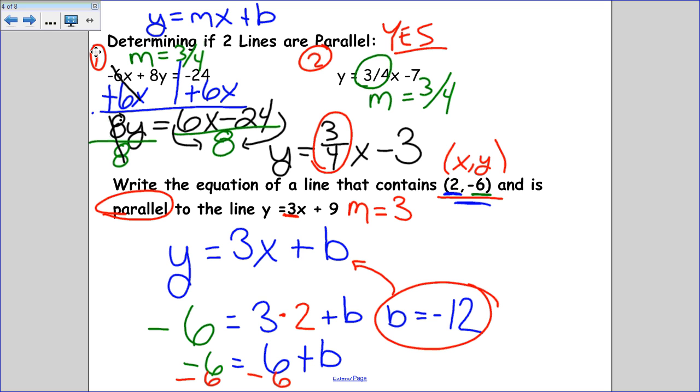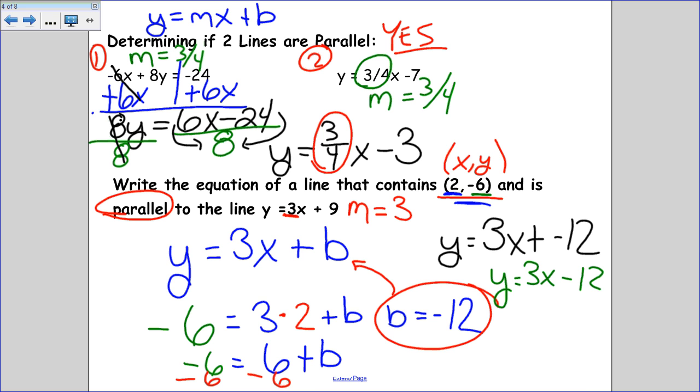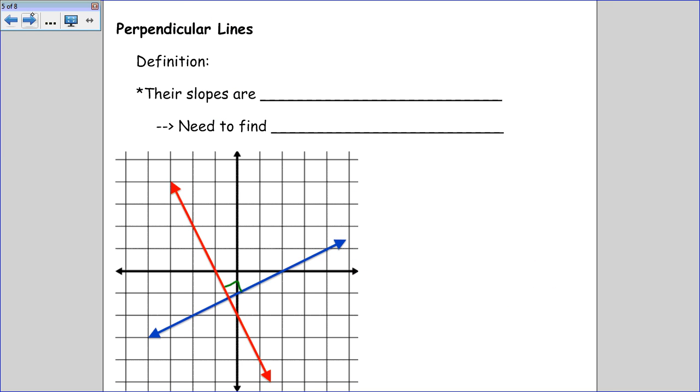equation of a line. So I can say y equals 3x plus negative 12, or some of you might prefer seeing y equals 3x minus 12. Okay, those are the same thing. That's both okay. All right, so let's talk then about perpendicular lines.